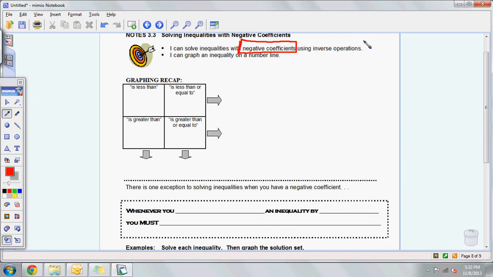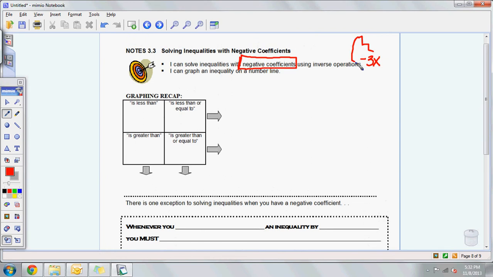If you remember, a coefficient would be something like this. You have a variable, and then this is your coefficient. So it's when you have a negative in front of that number. There's something weird with inequalities that you're going to have to do for this section. And as always, we're going to be graphing them like we've been doing.